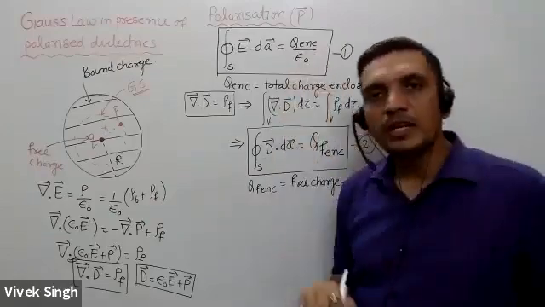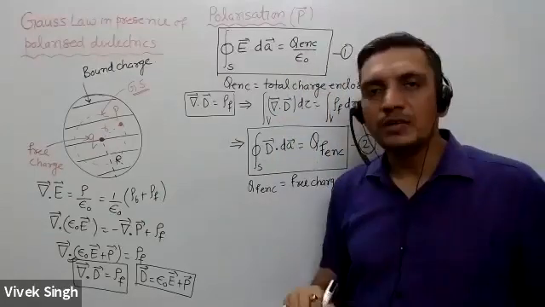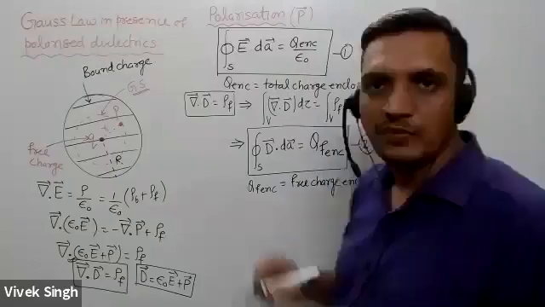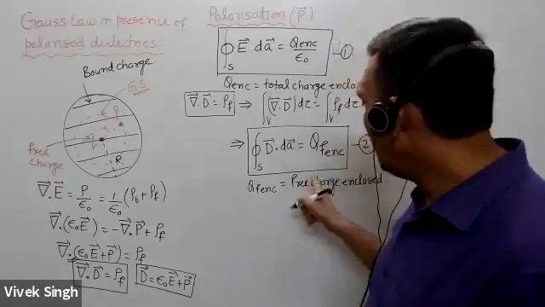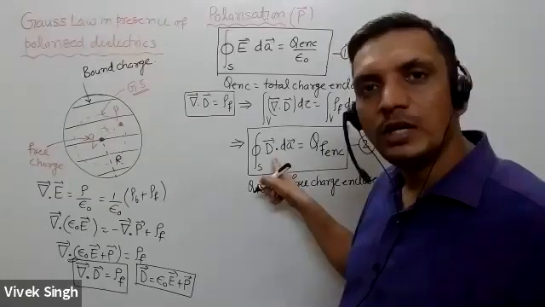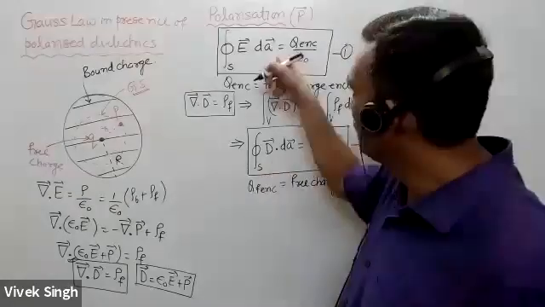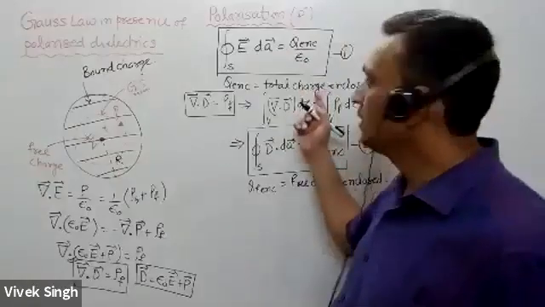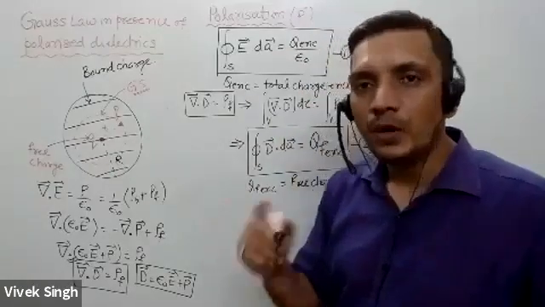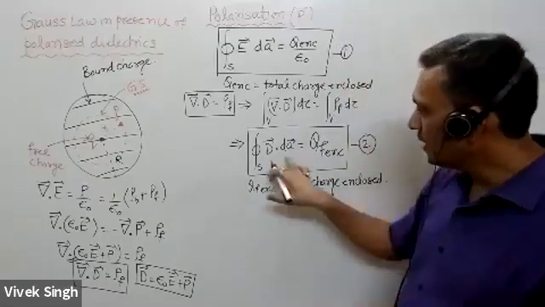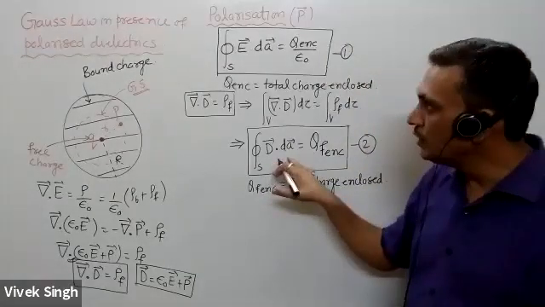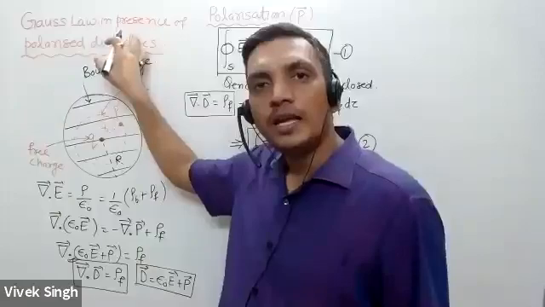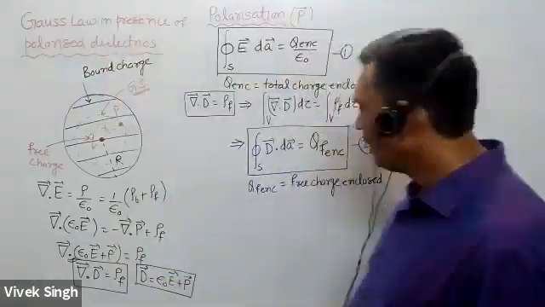So you have to distinguish between equation 1 and 2. If only free charge is given and you have to find the electric field, you can use this equation. No need to calculate bound charge. But if you want to use the other equation for the actual field, you must know the free charge as well as the bound charge. So this is equation 2, Gauss law in the presence of a polarized dielectric.